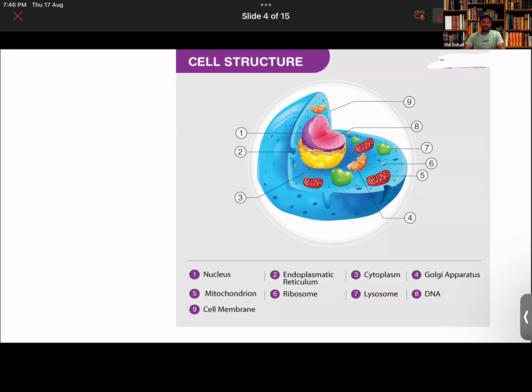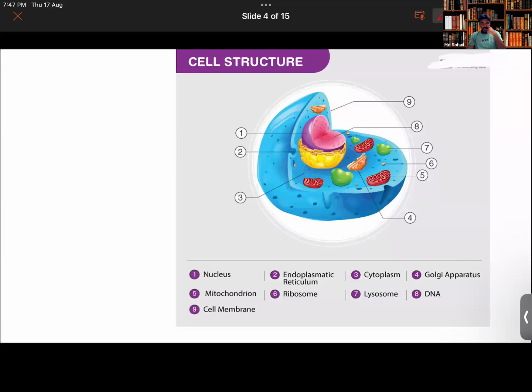Before we move to that, there are a few important things. Scientists could study cells of living organisms only later; earlier it was only possible to study cells of dead organisms or dead plants. At that time they didn't have improved microscopes. So once the improved microscopes were developed, the scientists were able to study living cells as well.